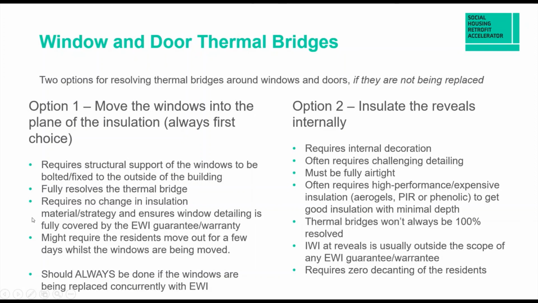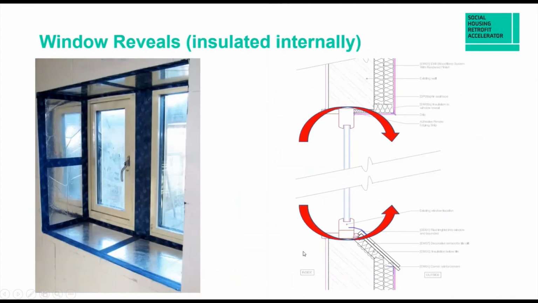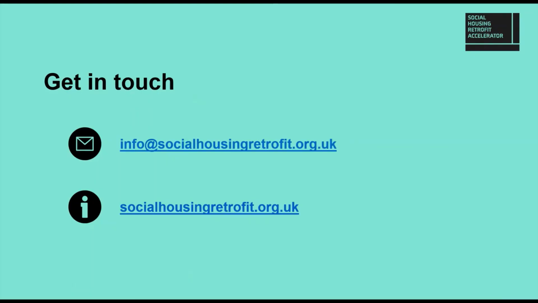And that's why we suggest moving it into the plane of the insulation, because then it's fully covered under the EWI warranty. And it's done in this manner: effectively shift the window out, put it on a timber sill, insulate straight around it, and that sorts out the thermal bridge. Doing it internally requires quite a lot more work, again, outside the main scope of the EWI.